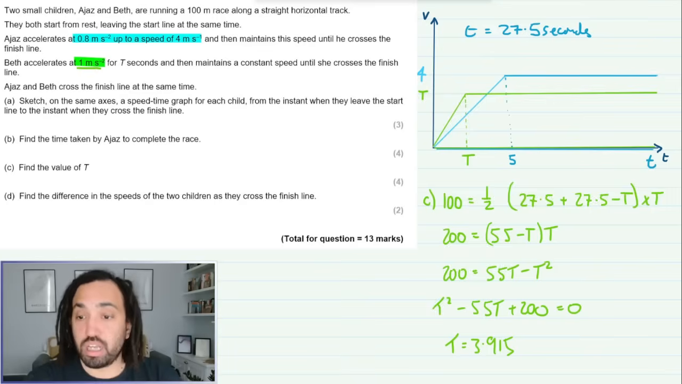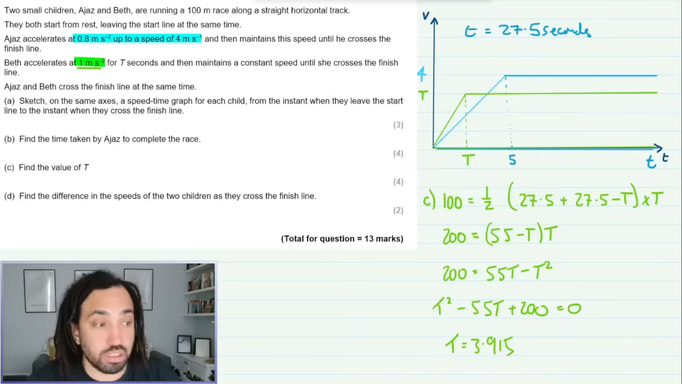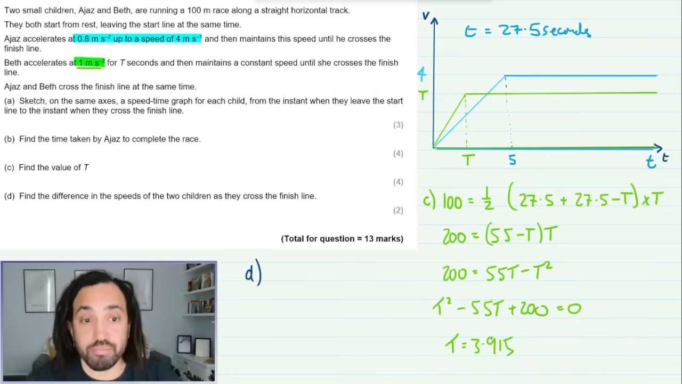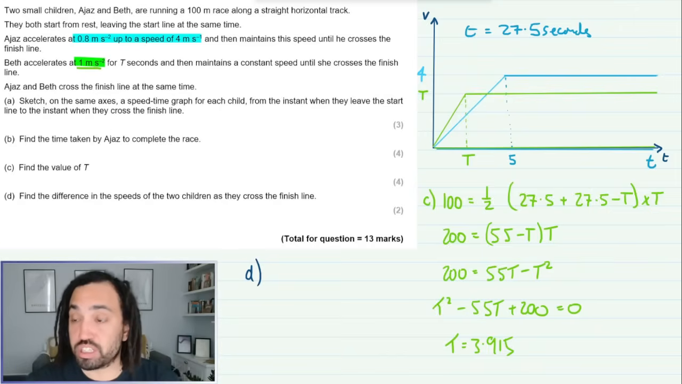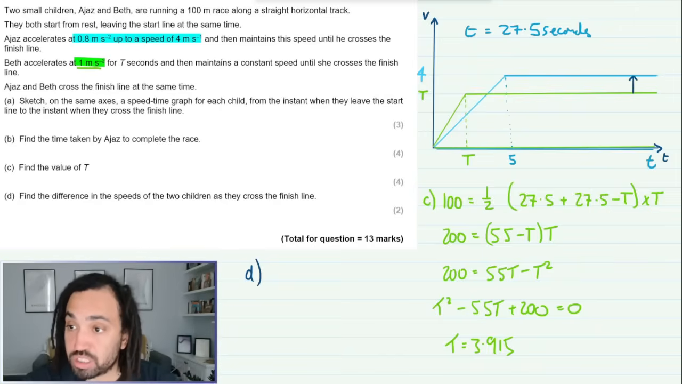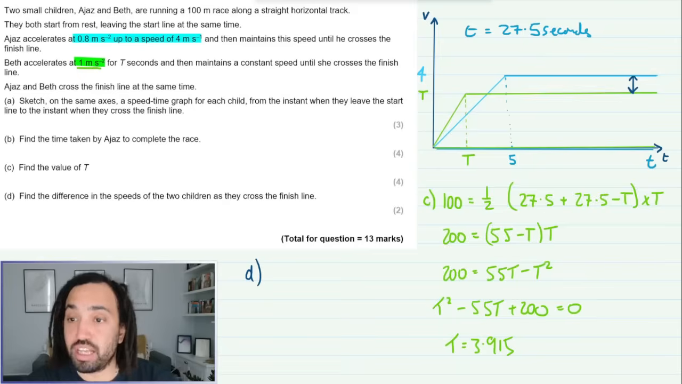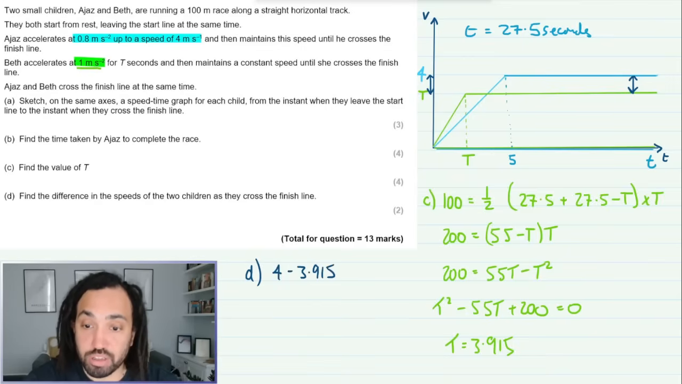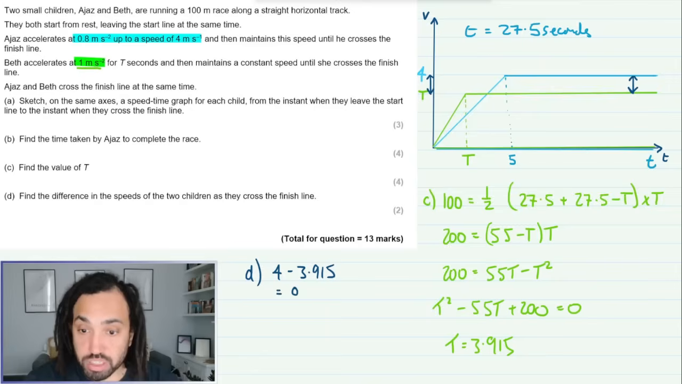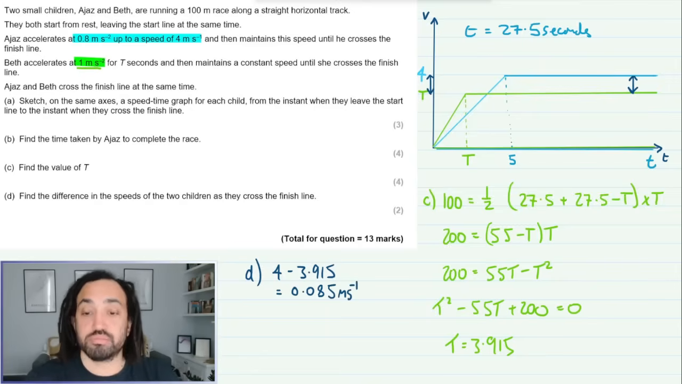Okay, great. And then let's finish off with the final part. So part D. It says find the difference in the speeds of the two children as they cross the finish line. Well, that's relatively straightforward because it's just the difference here, and that is just the difference between 4 and capital T. So it's going to be 4 minus 3.915, which is going to equal 0.085 meters per second. Perfect.